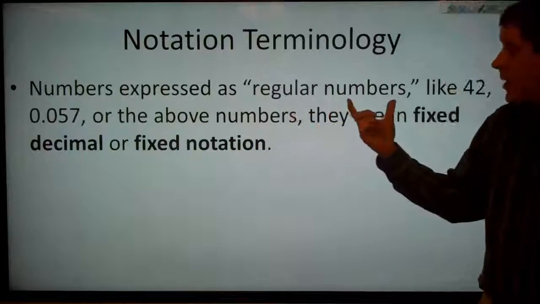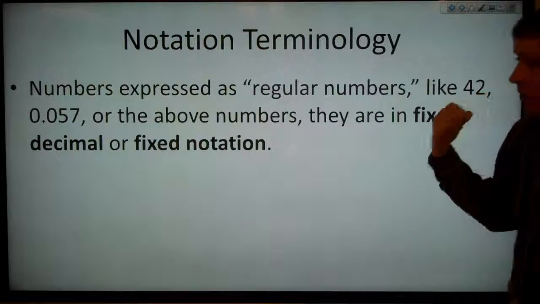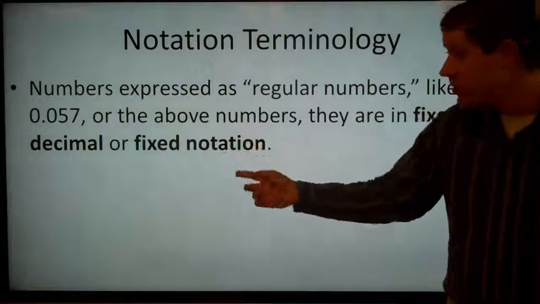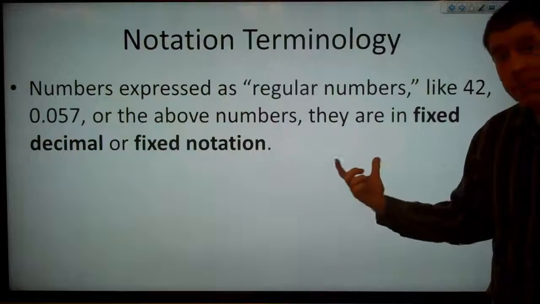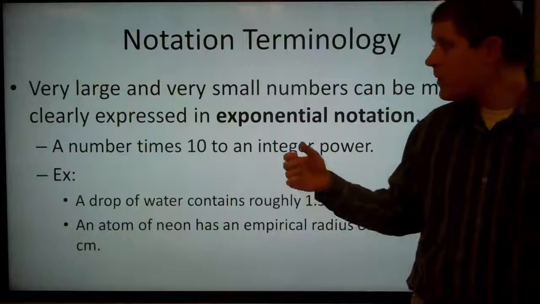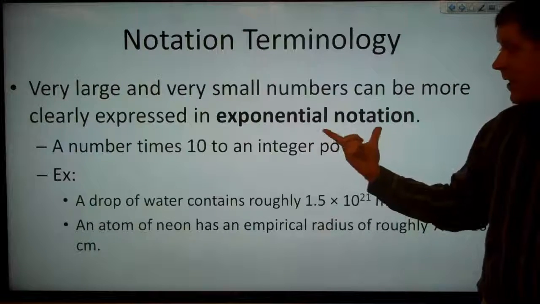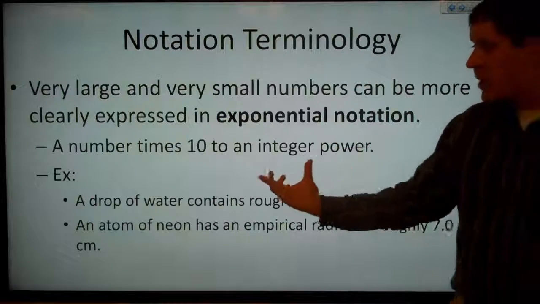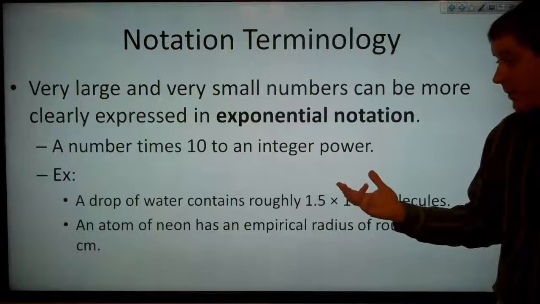Numbers that are expressed as regular numbers, like 42 or 0.057 or the numbers on the last slide, are in fixed decimal or fixed notation. Those are regular numbers. But very large and very small numbers can be more clearly expressed in exponential notation. So this is a number times 10 to some integer power.